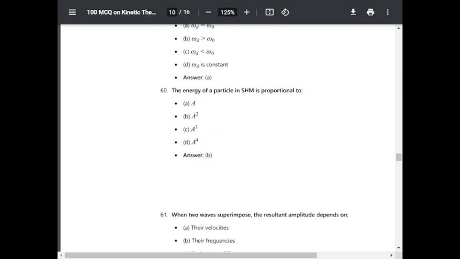Question number 60. The energy of a particle in SHM is proportional to: option A, A; option B, A square; option C, A cube; option D, A⁴. The correct answer is B, A square. The energy of a particle in SHM is proportional to amplitude square. Hence option B is correct.